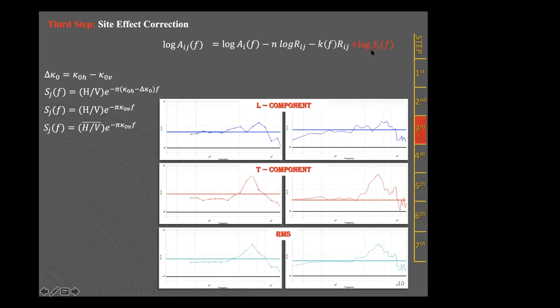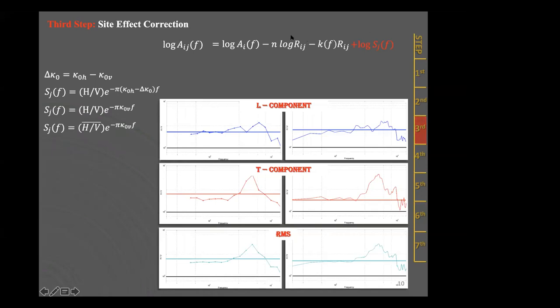Okay. So an interesting paper by Motazedian et al. 2008, if I'm not wrong, they argued that in the case of unequal vertical and horizontal kappa parameter, part of the near surface attenuation, which is the difference between these two, delta k, is already included in the H over V ratio and should be subtracted from the attenuation term for the horizontal component. So we are going to estimate the site effect here.